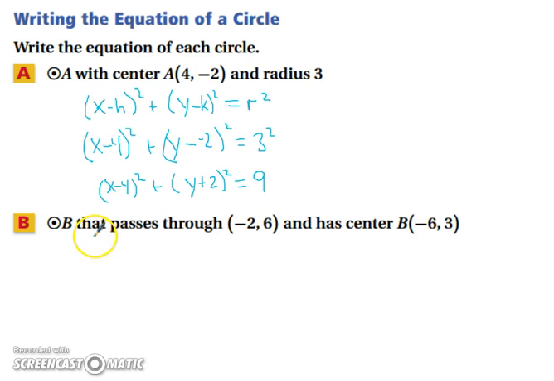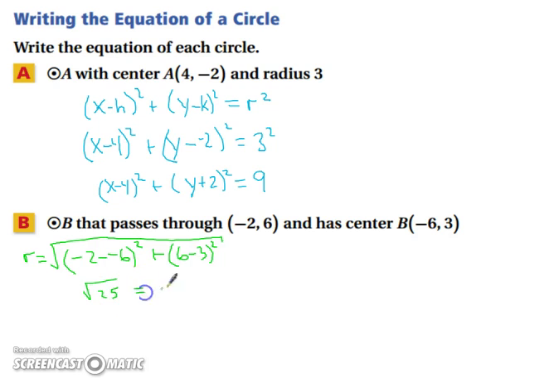Let's try doing the equation of circle B. In this case, they didn't give us our radius, but we can use the distance formula to find it. So our radius is going to equal the square root of the quantity -2 minus -6 squared plus the quantity 6 minus 3 squared. When we take -2 plus 6 and square it, then add 6 minus 3 and square that, we end up with the square root of 25, which equals 5. So our radius is 5.